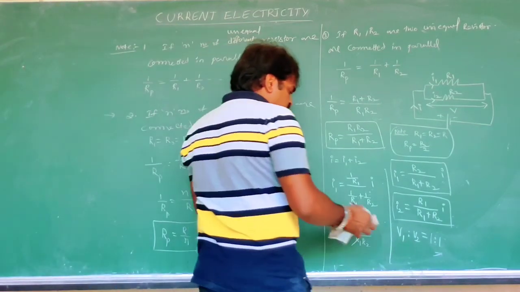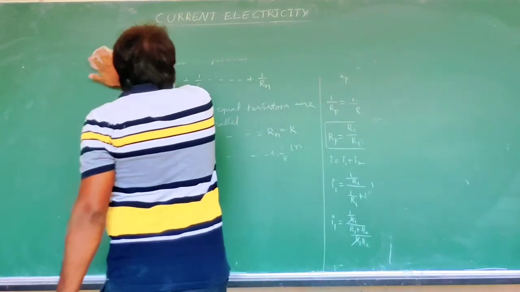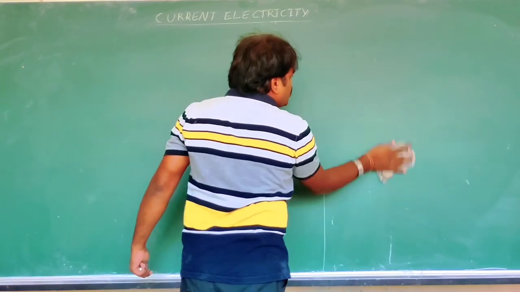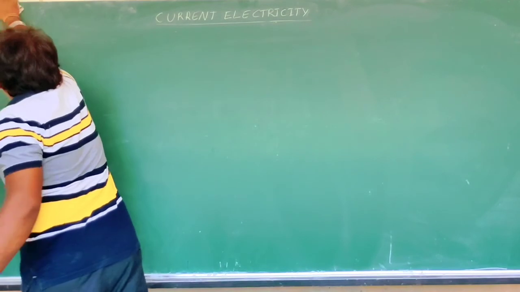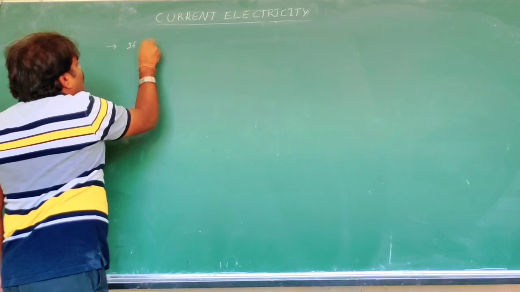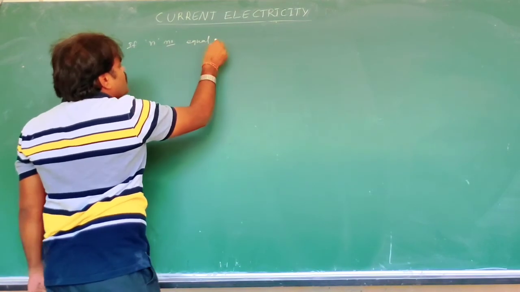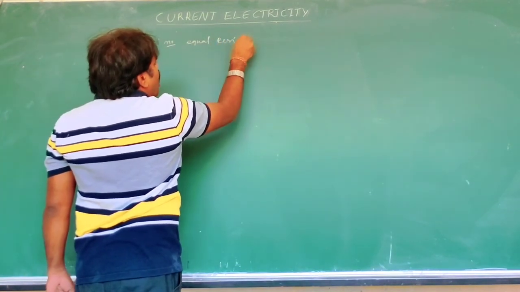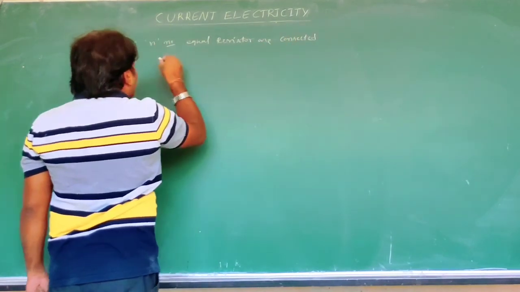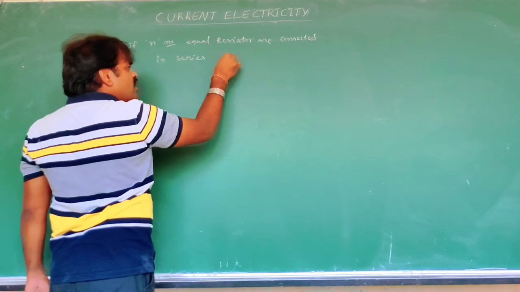Now we are going to discuss the fourth note, for resistors in series and parallel combination. See, if n number of equal resistors are connected in series and parallel.